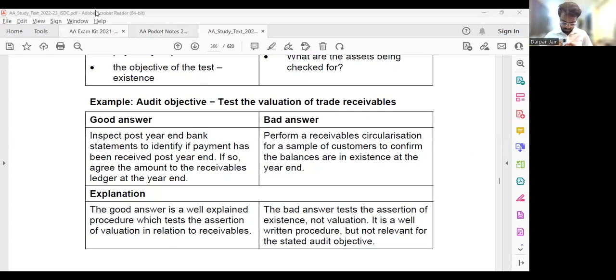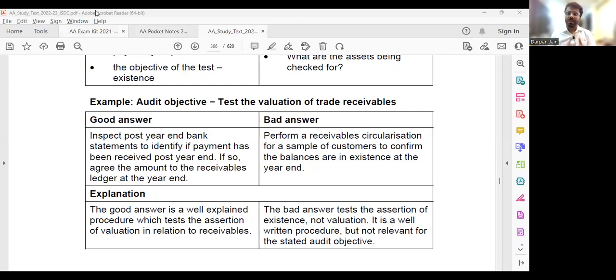Done? Done noting it down? Can we continue?